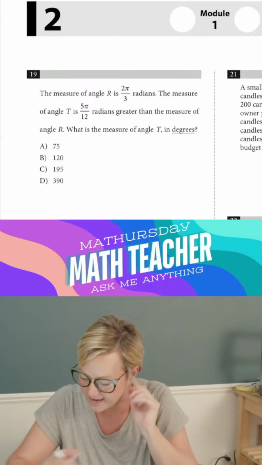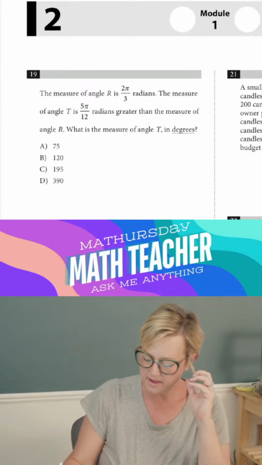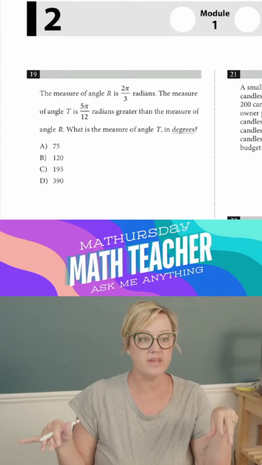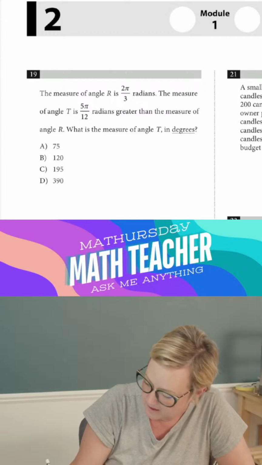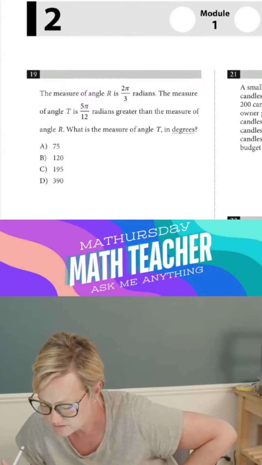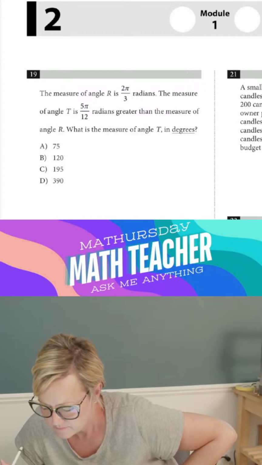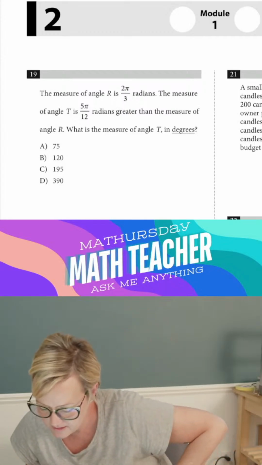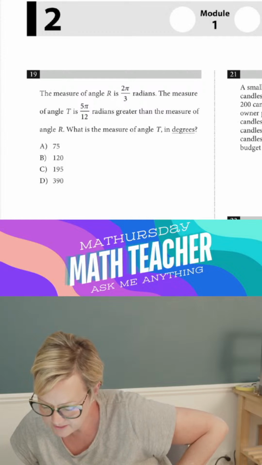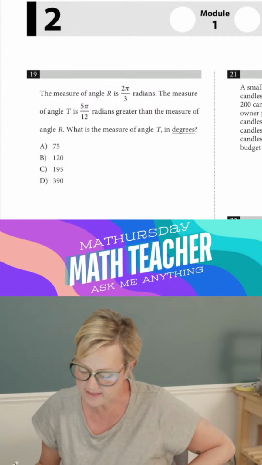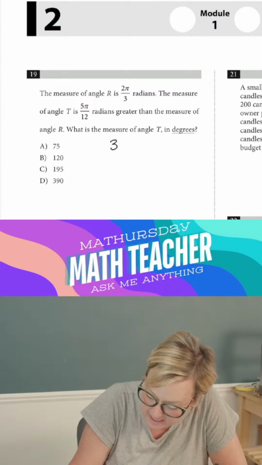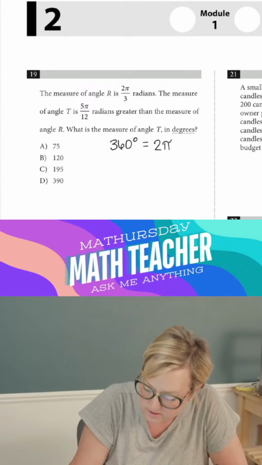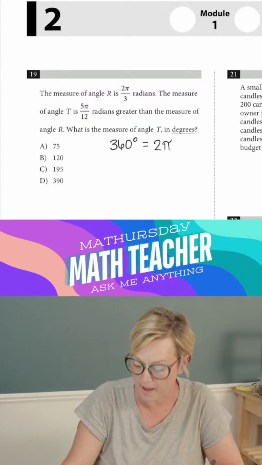That's awesome. Okay, so another thing that they do give you on the SAT: they tell you that the number of degrees in a circle is 360, and the number of radians in a circle is 2 pi. So that's giving you the rate: 360 degrees equals 2 pi radians.